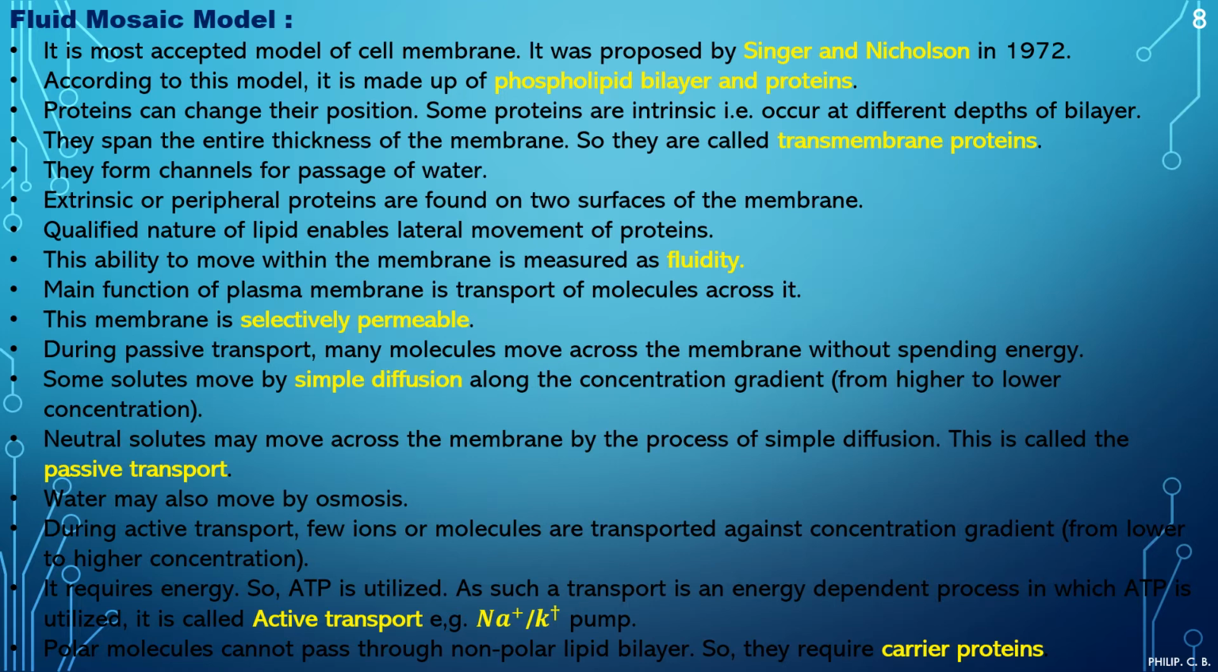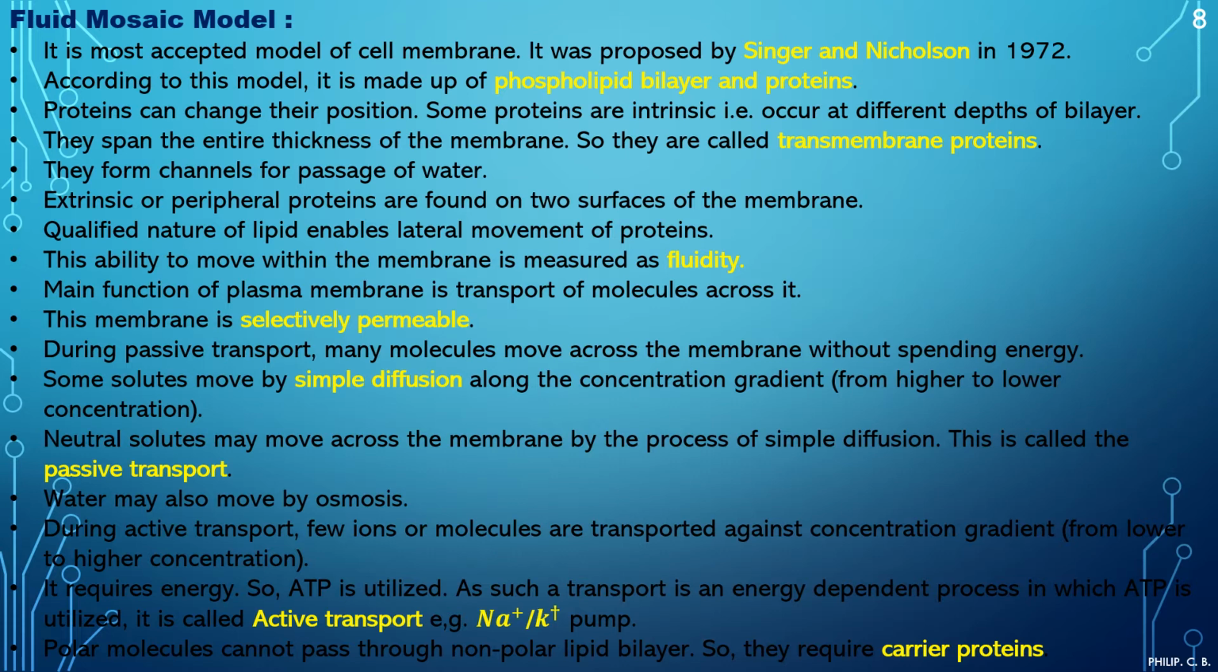So proteins can change their position. Some proteins are intrinsic, that is, they occur at different depths of the bilayer, present in the inner layer we can say. They span the entire thickness of the membrane, so they are called transmembrane proteins. They form channels for the passage of water. Extrinsic or peripheral proteins are found on the two surfaces of the membrane. When you say extrinsic, it is the outer layer, or as the term says, peripheral, towards the edges or the corner region.